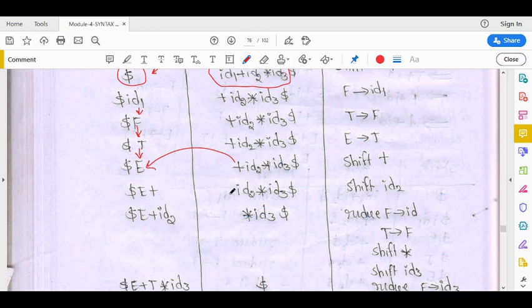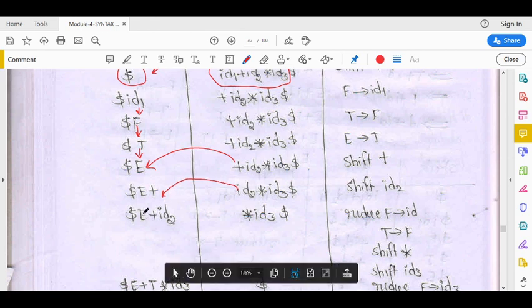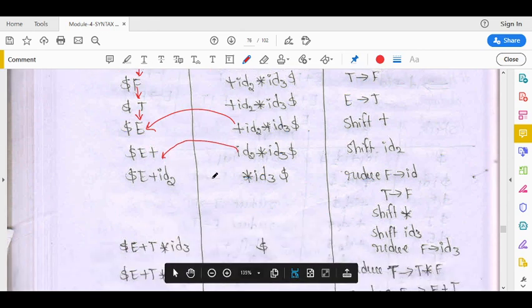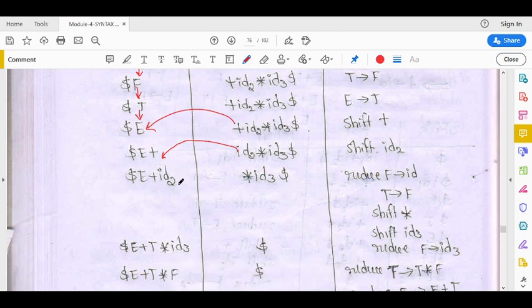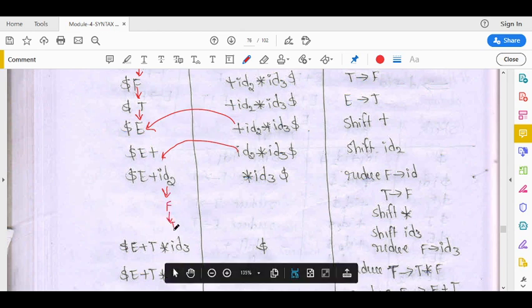So I have a symbol ID2. Push this ID2 onto your stack. So E plus ID2. Can I further work out with this? Of course. So here E plus ID2. What do I do with ID2? So ID is made as F. I think a few cases are missing here. ID is made as F. F is made as T. And next what happens is I push star.